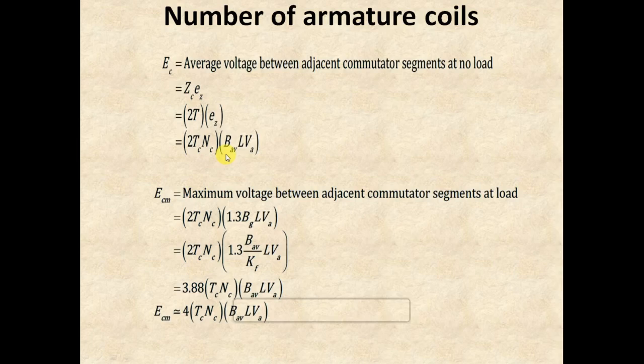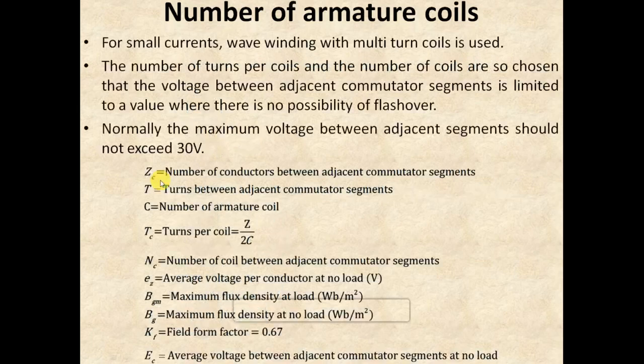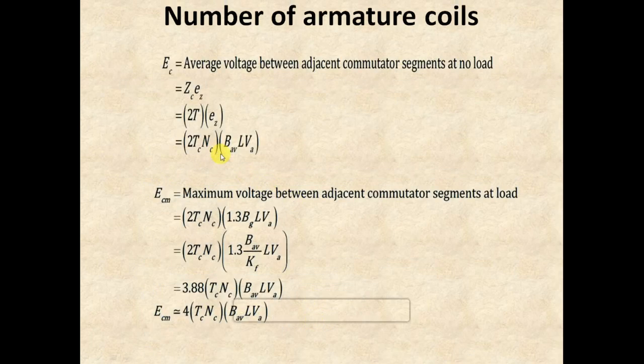Next we have to obtain the relation for maximum voltage between adjacent commutator segments at loaded condition. We can easily obtain the relation for maximum voltage between adjacent commutator segments at no load by simply making the substitution of BG here, where BG is the maximum flux density under no load condition. So if you make this substitution of B average with BG, then the value which you will get will be the maximum voltage between adjacent commutator segments under no load condition.